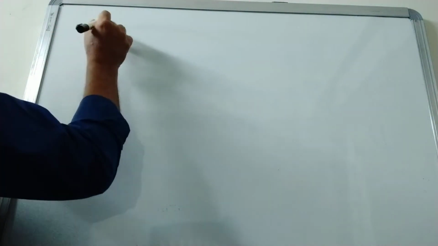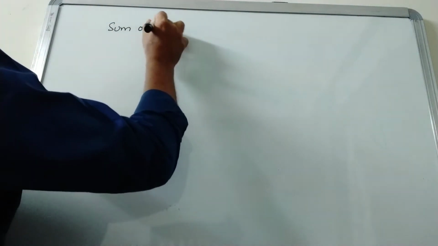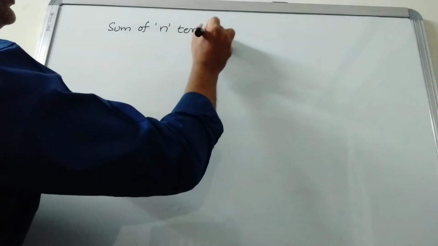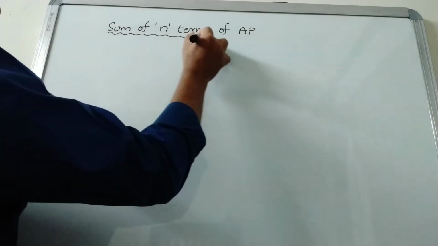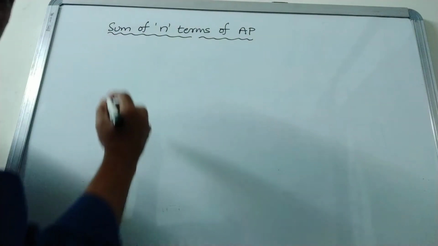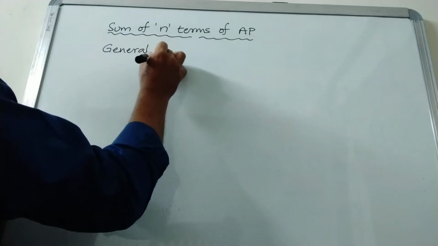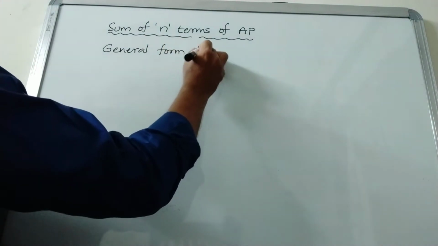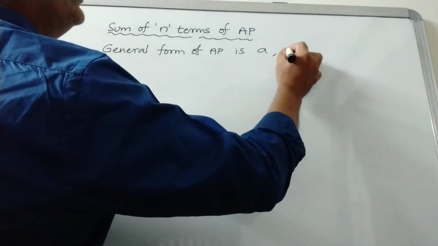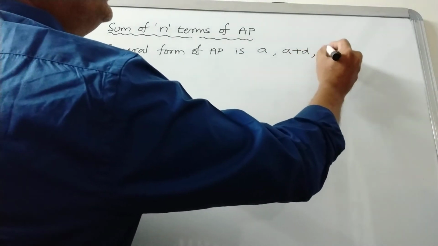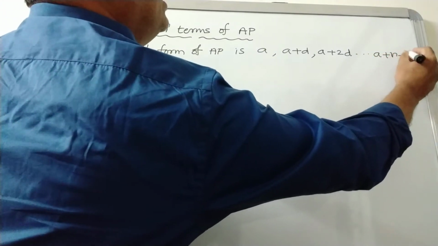So here, see, sum of n terms of AP. Already we know what is the general form of AP. What is the general form of AP? The general form of AP is a, a plus d, a plus 2d, and so on, a plus (n minus 1) into d.